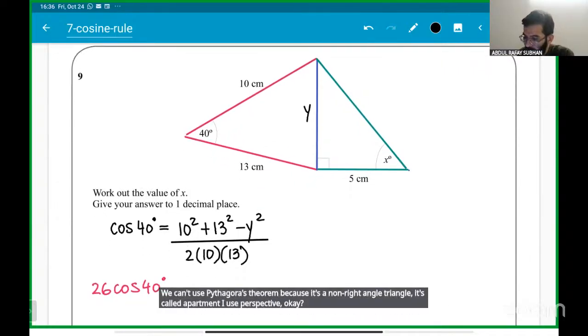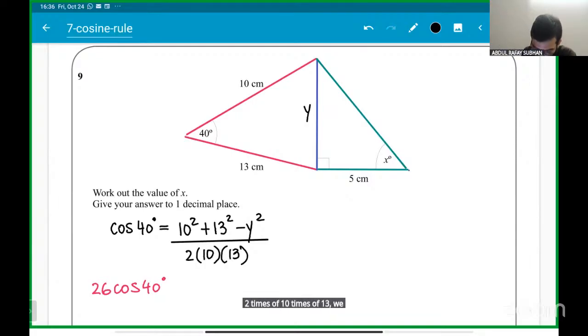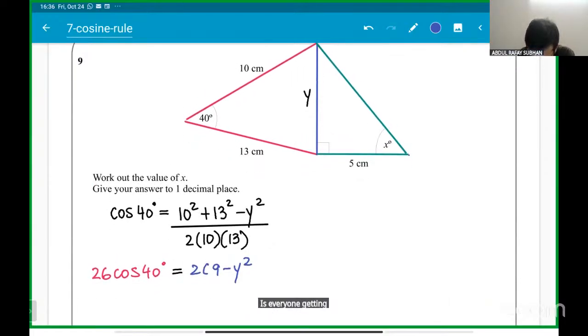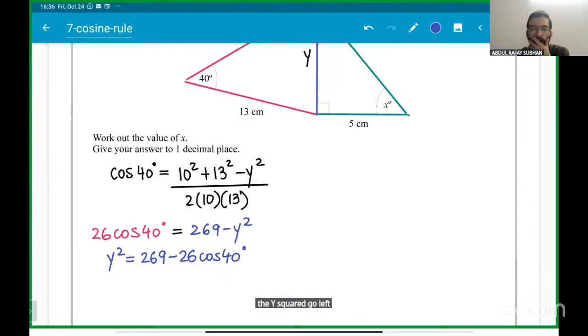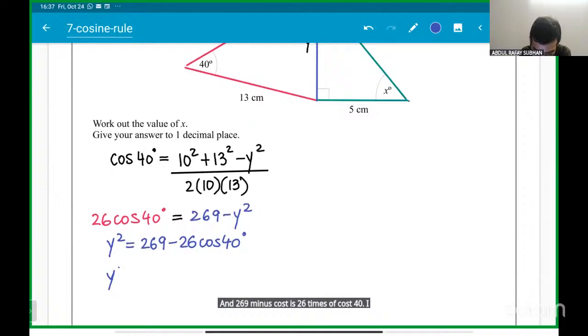Okay. 2 times 10 times 13, we got 260 cos 40, and here 10 square plus 13 square, I added them. That will be 269 minus the y square. Is everyone getting it? Is everyone following? So y square is equal to 269 minus 260 cos 40 degrees. I brought the y square to the left hand side and 269 minus 260 cos 40 to the right hand side. Just solve this, now you can do it in the calculator.